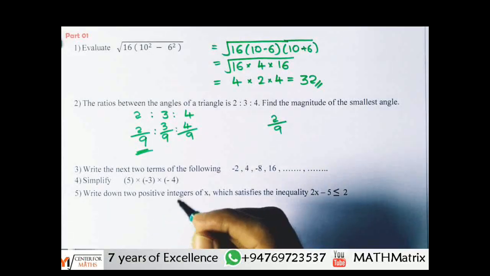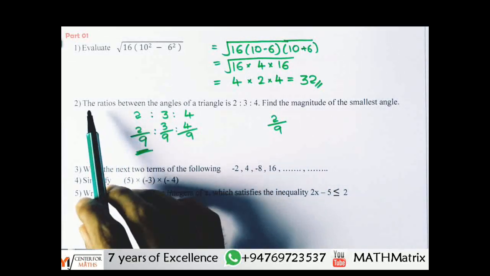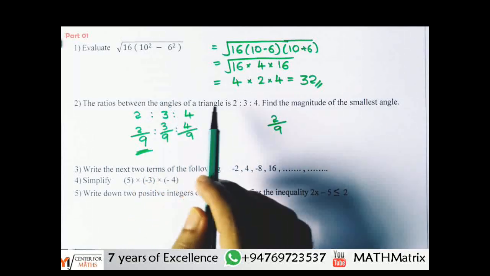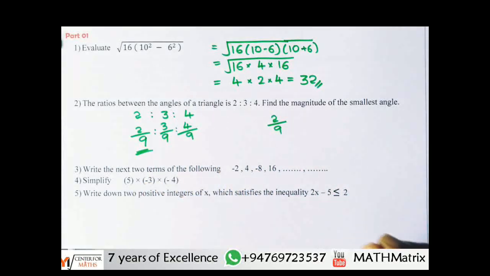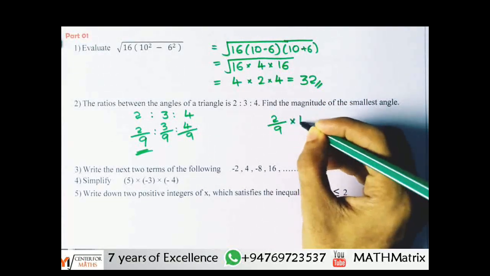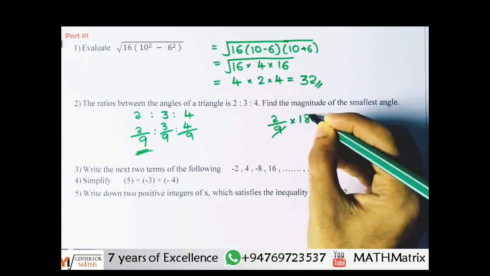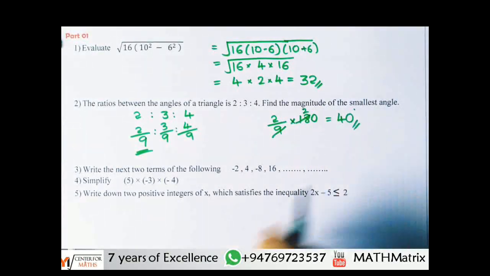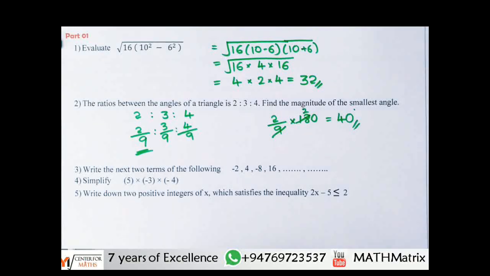And here, do you know the sum of all three angles? Here they are saying the ratios between the interior angles of a triangle is 2:3:4, right? So what's the sum of interior angles of a triangle? It's 180. So we can multiply this by 180. So 9 into 180 we can cancel. Then 2 20s are 40. That's it. So the smallest angle is 40 degrees. And we'll move to the next one.